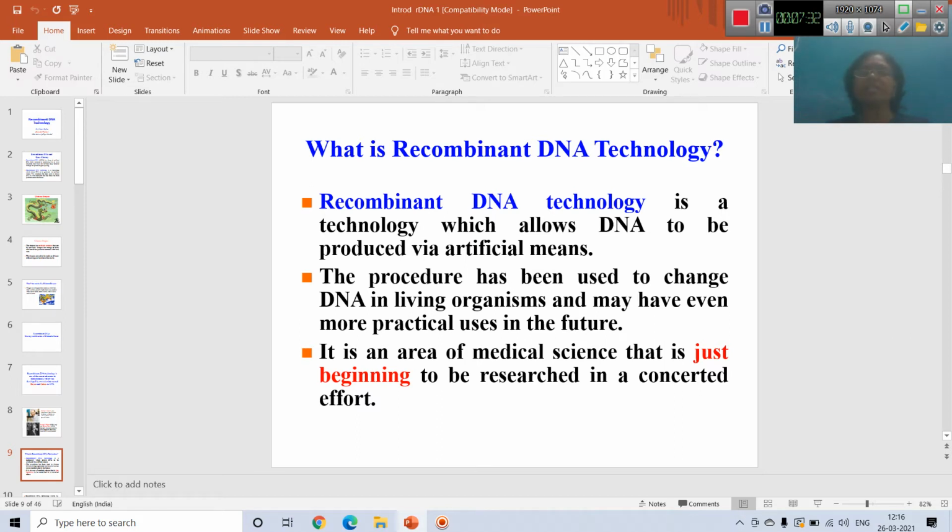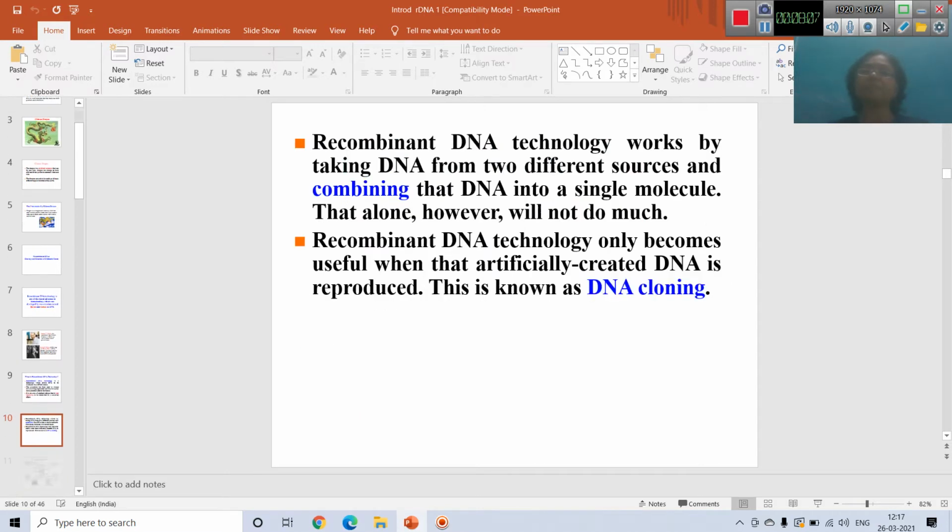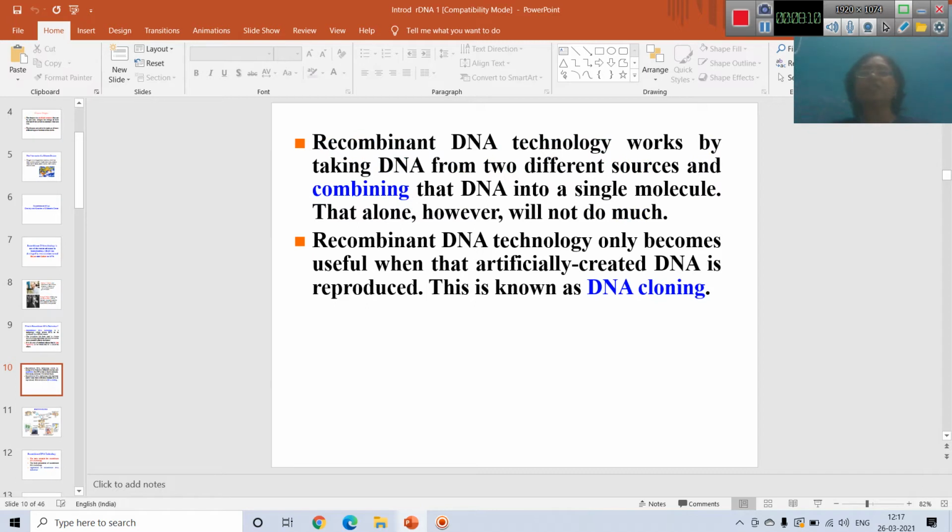This recombinant DNA technology is an area of medical science that is just beginning to be researched in a concerted effort. Concerted means you have to take much more effort, following all the ethics and abiding by all the laws, so that you will not make changes in the human genome DNA. You can carry out the experimental work, but it should be a fruitful one, and it should not harm human society or mankind.